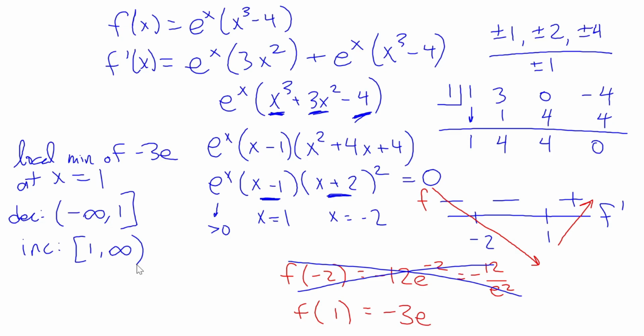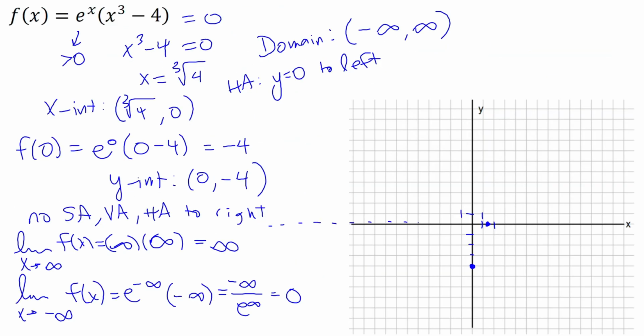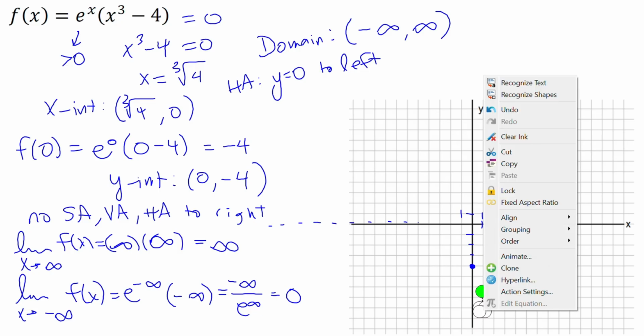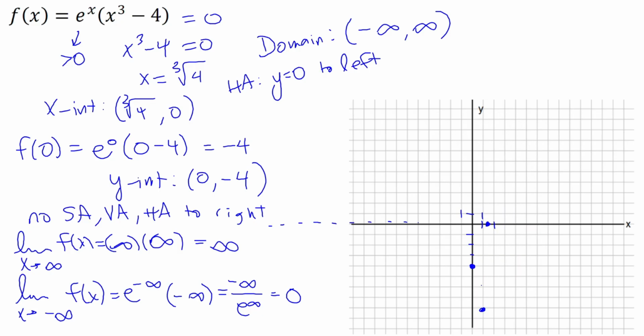So negative 3e, well, e is 2.7128. That's about negative 8, just a little beyond negative 8 if we multiply that by negative 3. So at x equals 1, we'll be at a little below negative 8. And that's the only point we've got to plot for that one.